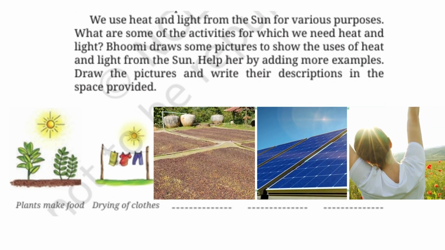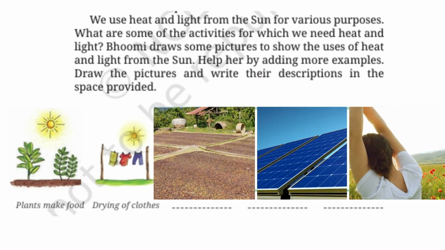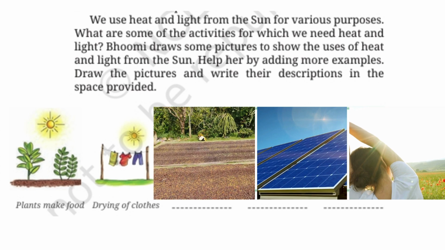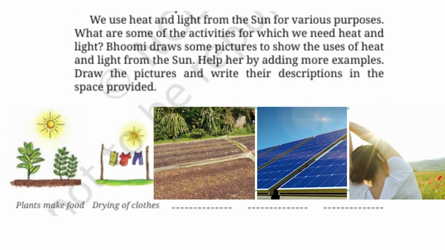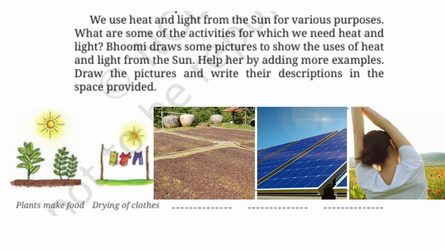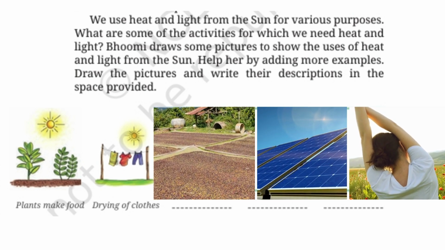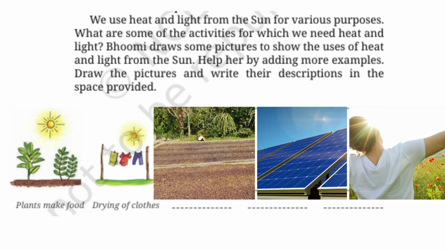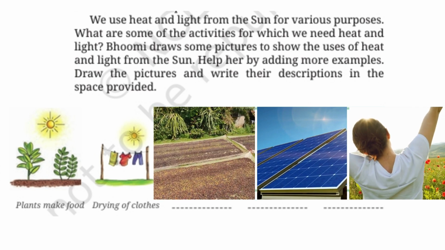Bhumi draws some pictures here. Two pictures are given and three tabular columns are given, and we want to write. Help her by adding more examples. First we draw the picture and then we write the description in the space provided. The first one is plants make food. Already we know that plants use sunlight for photosynthesis for preparing food.